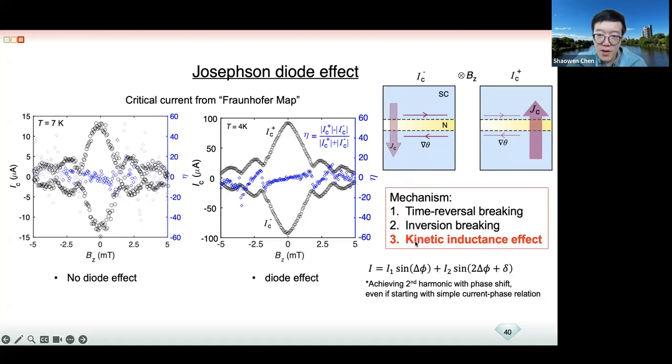So we think this is our new mechanism for the Josephson diode effect, which can be realized even if the current phase relationship of the junction itself is only first harmonic, but the second harmonic with the phase shift can be introduced by the kinetic inductance effect.